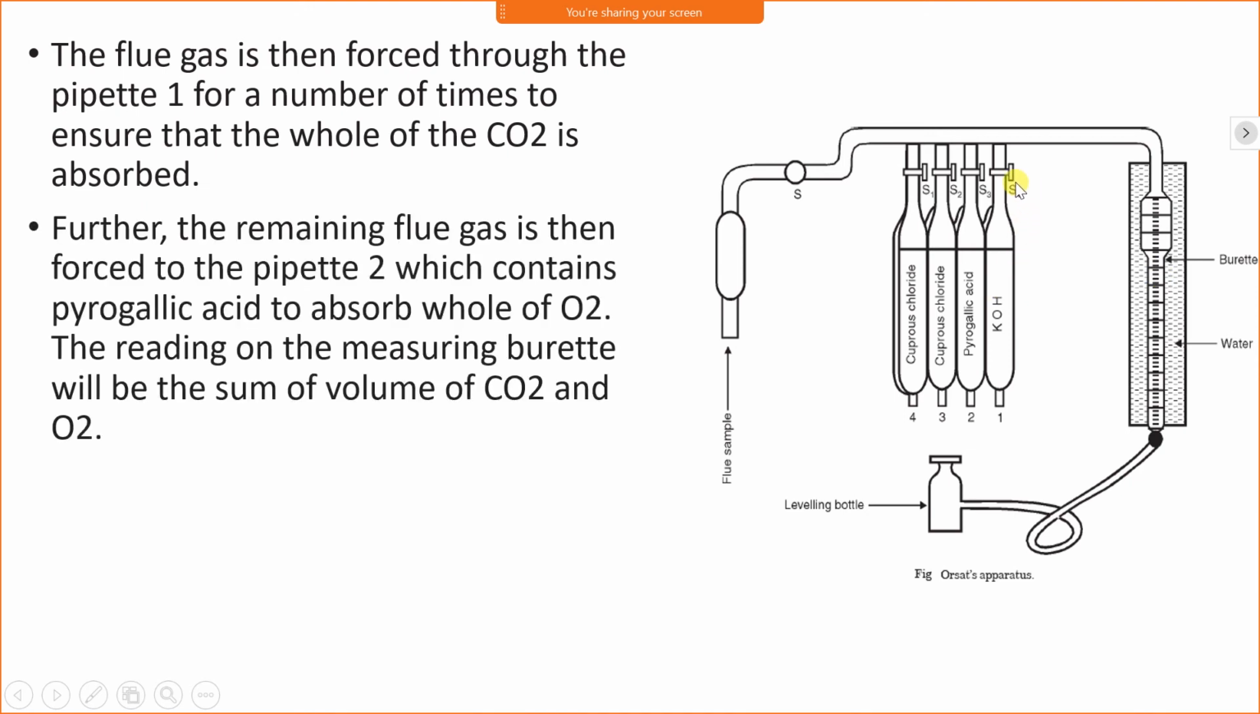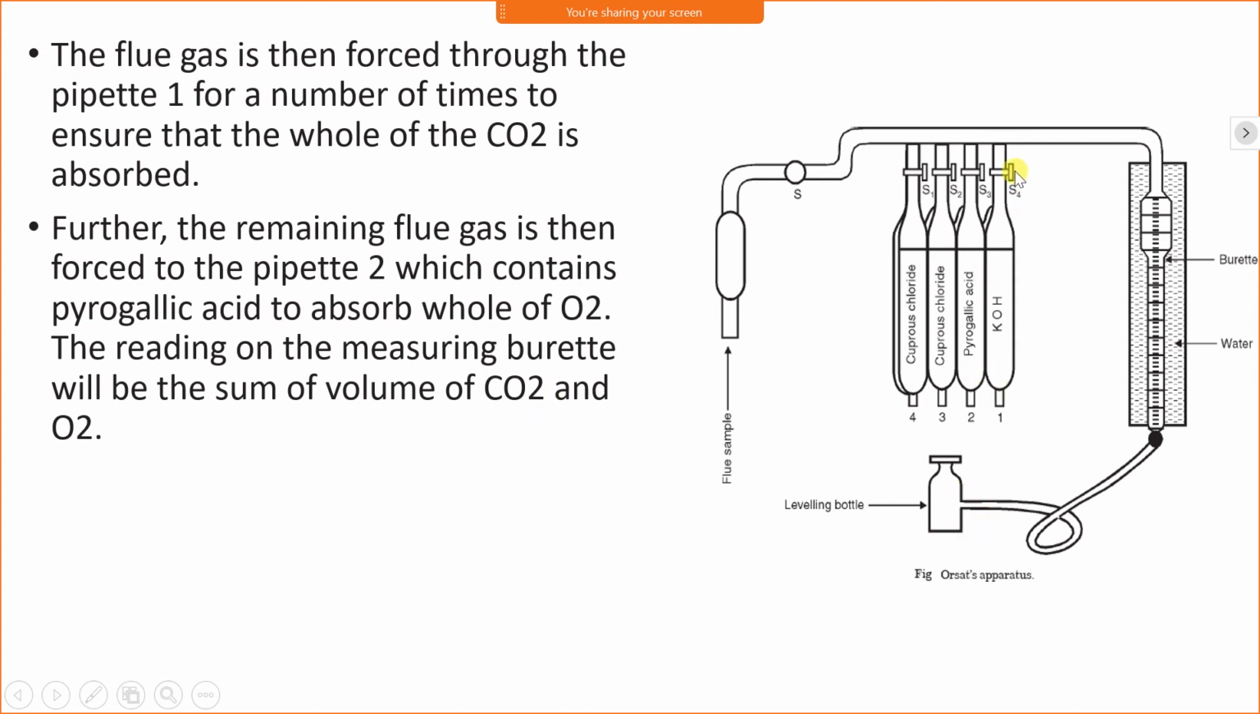Then cock S2 is closed, cock S4 is closed and cock S3 is opened, so that gas can be passed to the pyrogallic acid to absorb the oxygen. Further, the remaining flue gas is forced to pipette 2, which contains the pyrogallic acid, to absorb the whole of O2, that is, all the oxygen. The reading on the measuring burette will be the sum of the volume of CO2 and O2.